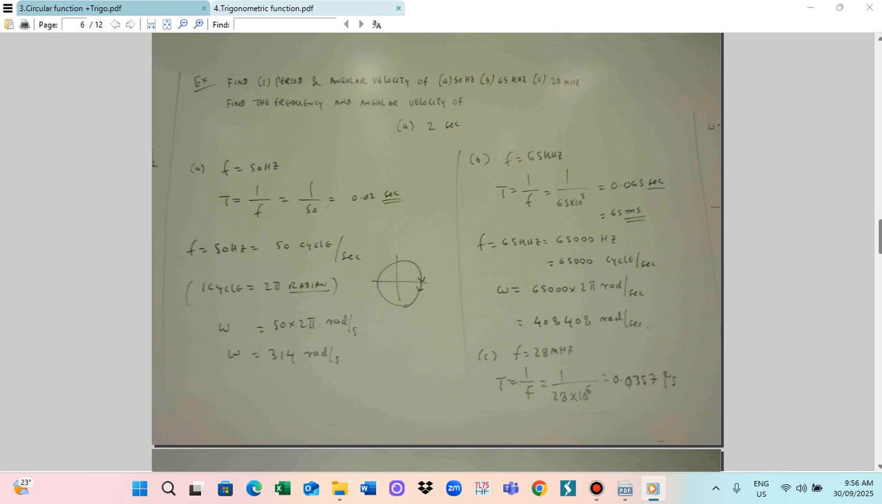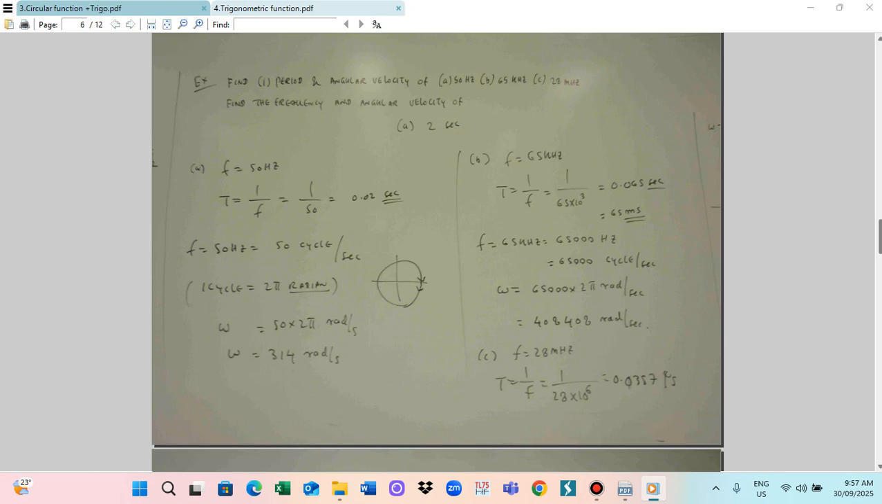So for frequency 50 hertz, you can calculate the time period is equal to 1 by frequency. So 1 by 50, you get a time of 0.02 seconds. And although the frequency is 50 hertz, 50 hertz is similar to 50 cycles per second. So one cycle is 2 pi radians, because one cycle is the whole rotation. The rotation will start and end, so this is 2 pi radians. So that will be 50 multiplied by 2 pi radians per second, or 314 radians per second. So this way we can calculate.